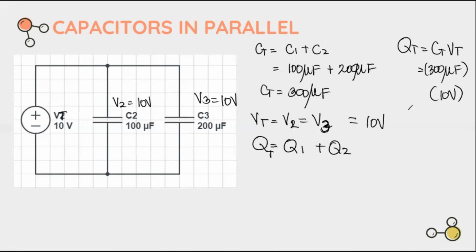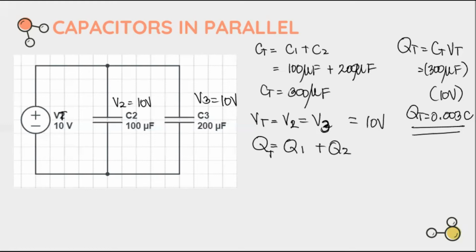Okay, QT is equals to 0.003, or 300 times 10, hindi, 0.003 na lang. Hindi kayo malito. 0.003 coulombs. Okay? So, ito yung QT natin.